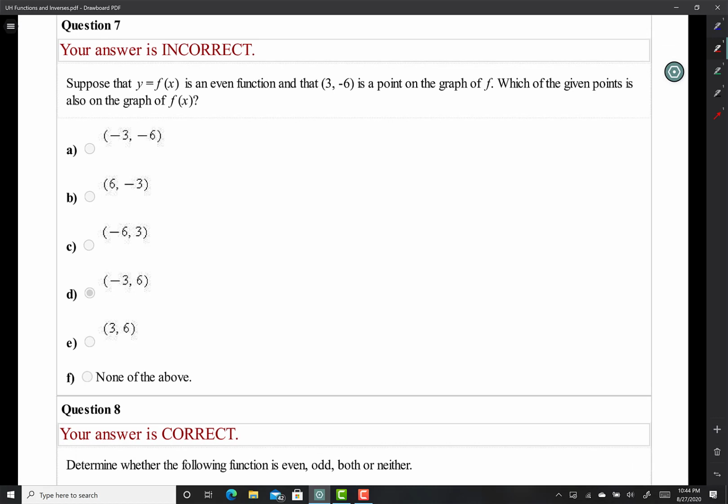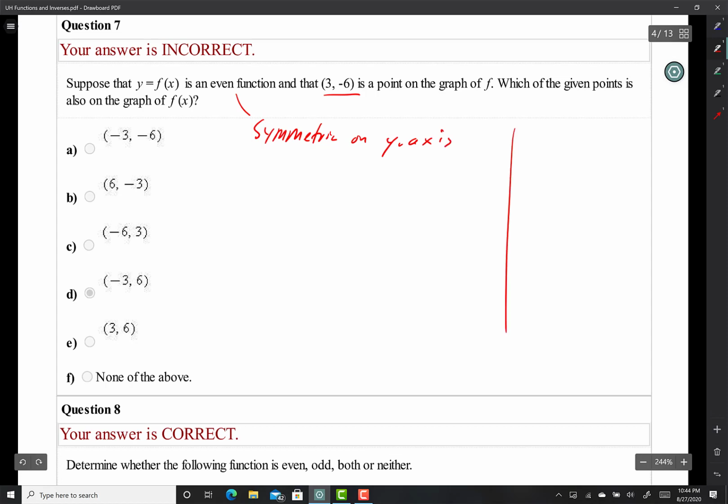Suppose that f of x is an even function. I have that point, and I want another point. Remember, an even function is symmetric about the y-axis. So the point (3, -6), pretend you're folding the green axis there. If you were to fold it, where would that dot land? It would land somewhere here. What point is that? I didn't draw it perfectly, but that's fine. (-3, -6).